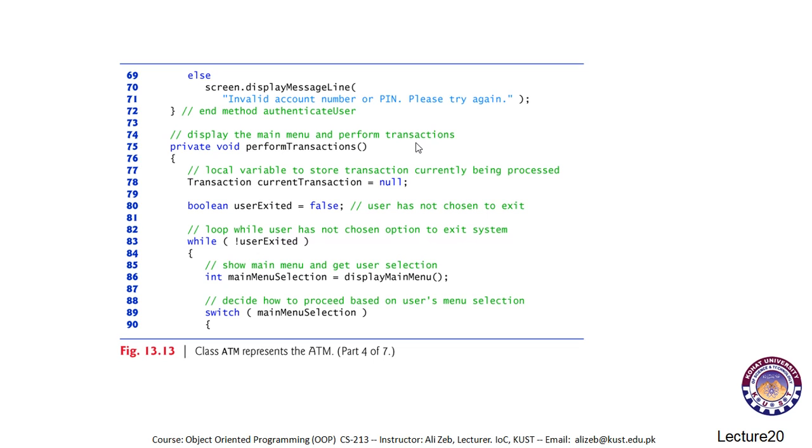Once the user has been authenticated, we can perform transactions. Again, a helper method has been declared for performing transactions. Local variables store the transaction currently being processed. So we have a variable of the transaction class, initially initialized to null.